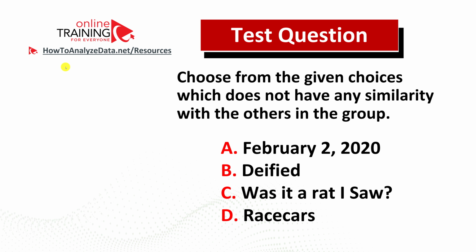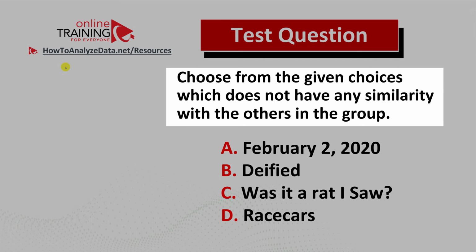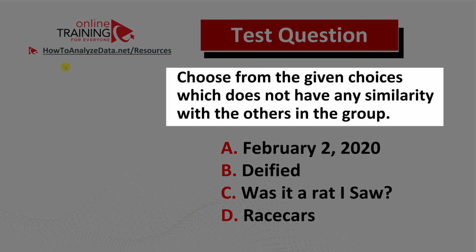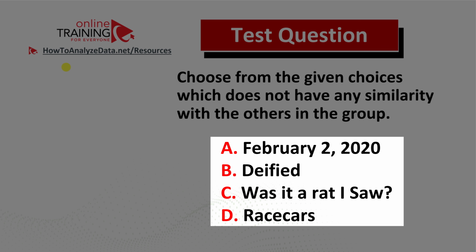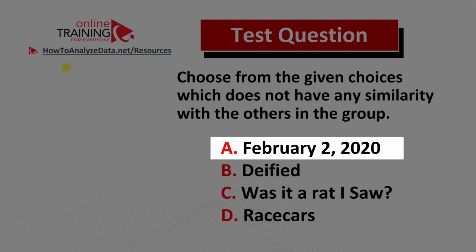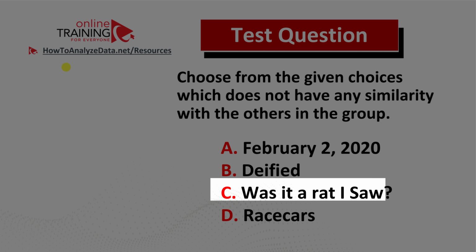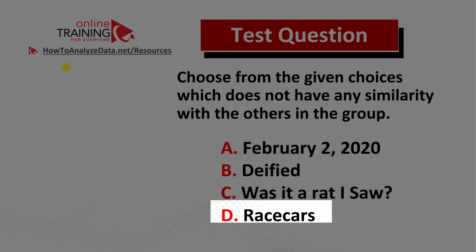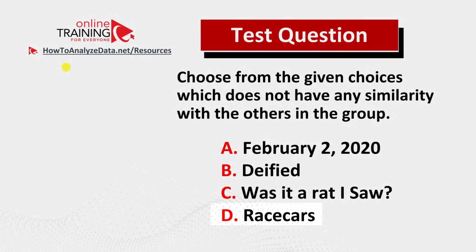And now, here's the question for you to try. Please choose from the given choices and identify which item does not have any similarity with the others in the group. And you have 4 different choices. February 2, 2020. They fight. Was it a rat I saw? Race cars. Do you think you know the answer?